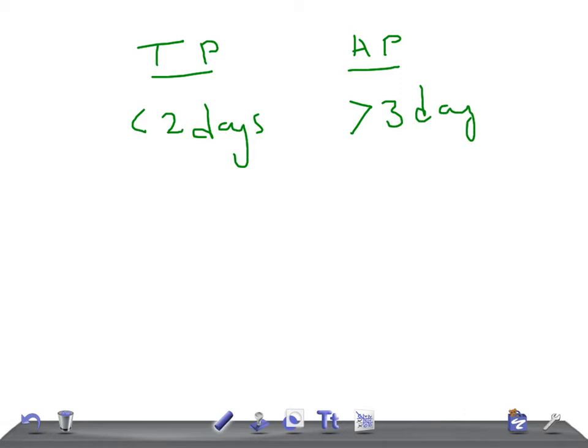What about the temperature, fever? In typical, the fever is more than 102. Here, in atypical, it's a low grade, less than 102.